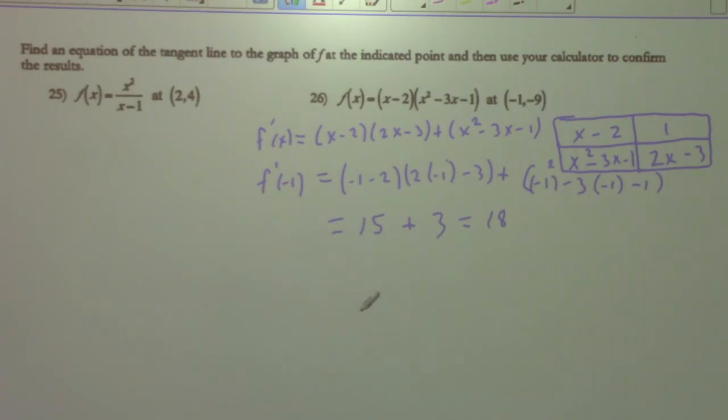So for what we'd have here, our tangent line would be y minus -9 equals 18 times x plus 1. Does that look about right? Another thing you can do is expand this out and then work it out that way.